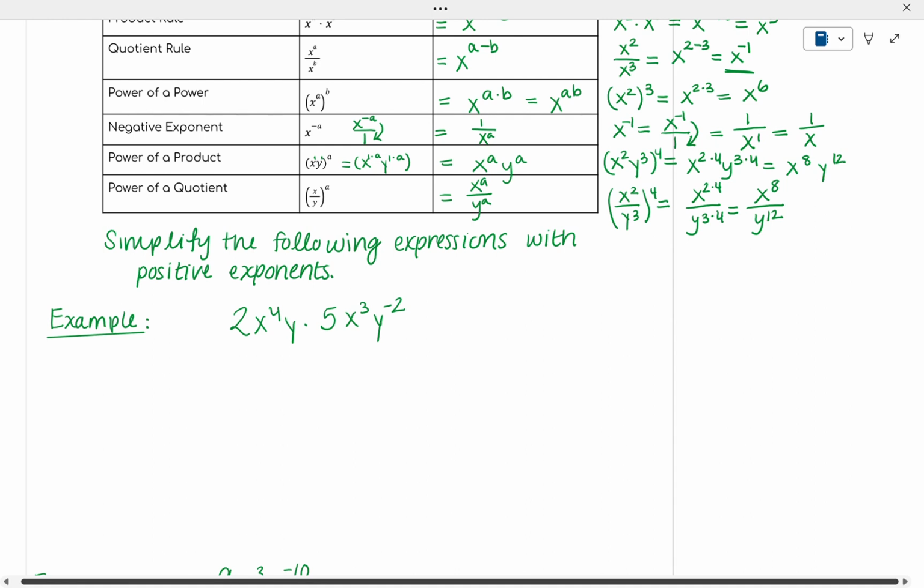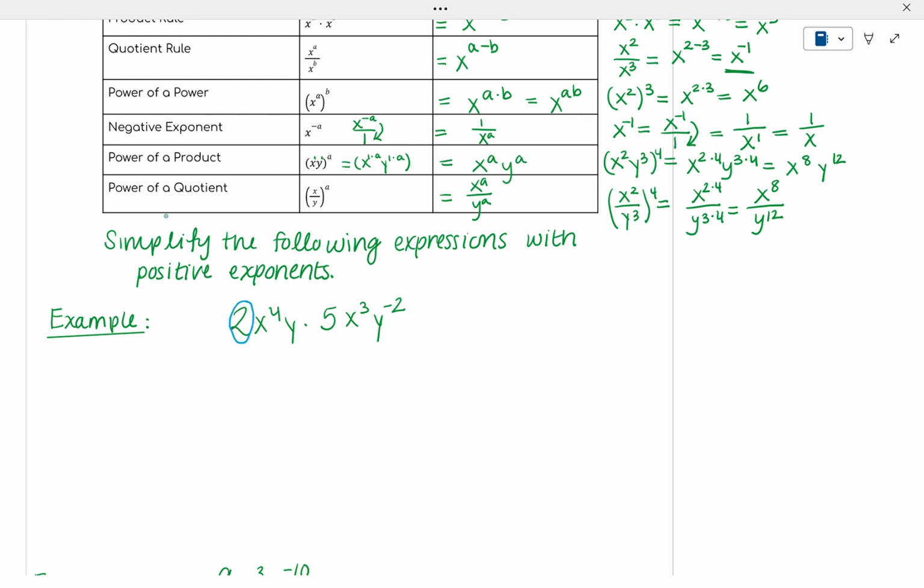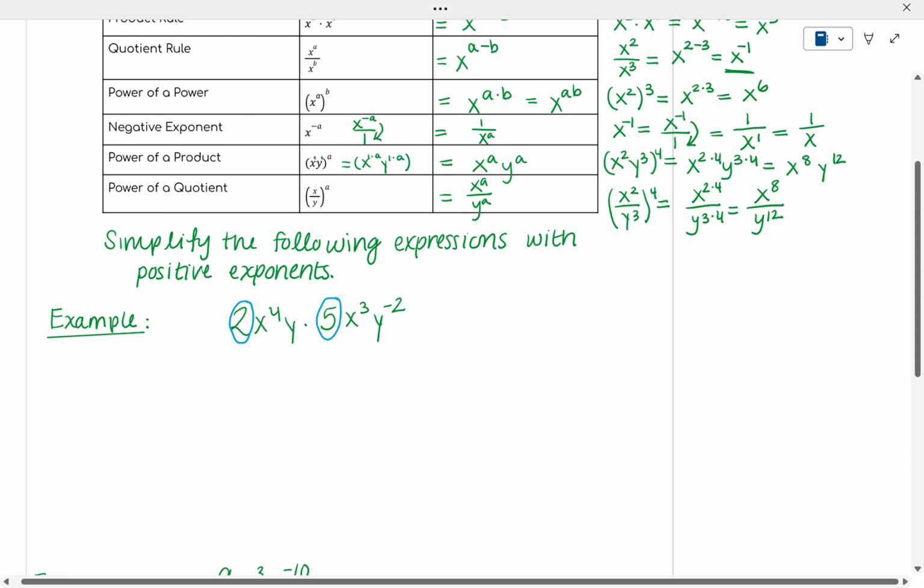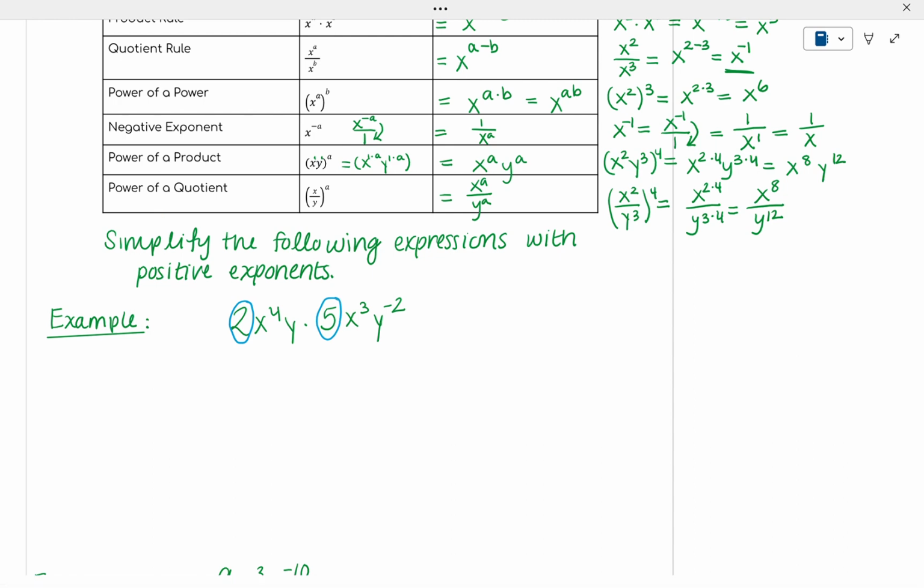up once. So if we have two x's in the expression, which in this case we do, we have the x to the fourth and x cubed, we want to only see one x in the final simplified version. Also, we always want to see positive exponents. We also treat constants as their own terms as well. So we have 2 and 5 here, so these are the constants. So the first step is to always identify where you can apply the rules.